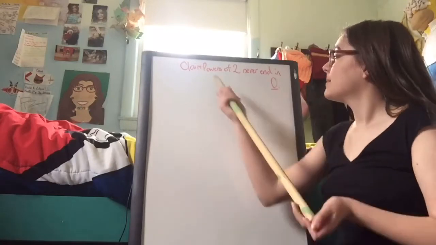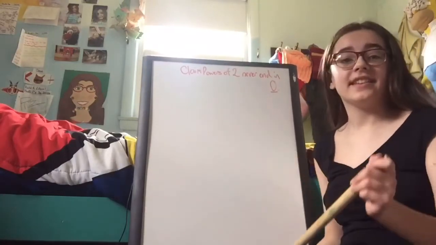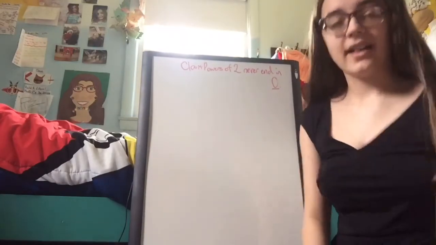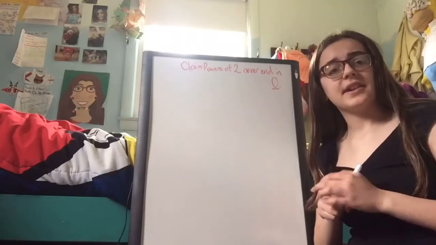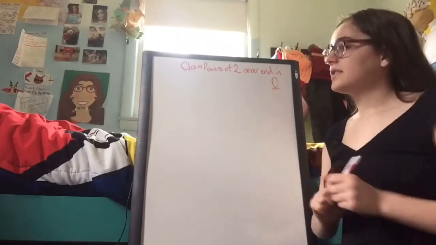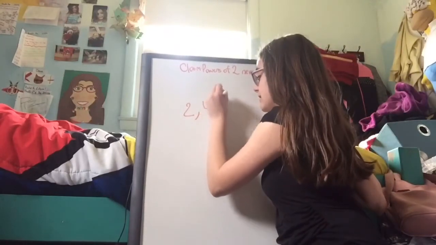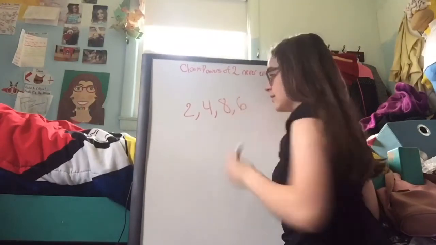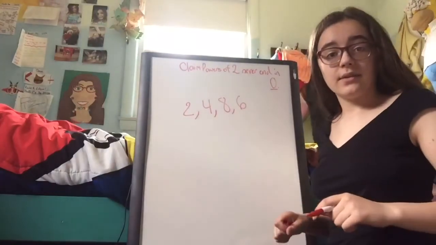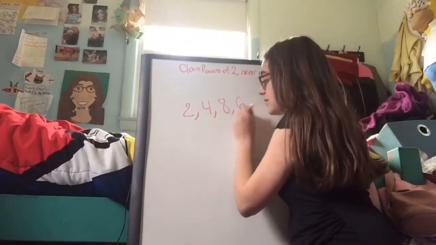Final claim: powers of 2 never end in 0. Well, why wouldn't they ever end in 0? First, as you can see from our 2, 4, 8, 6 pattern, they don't end in 0. They only end in 2, 4, 8, or 6.